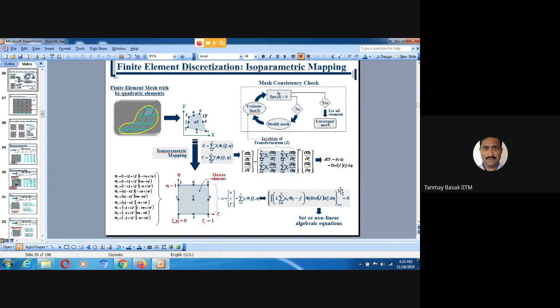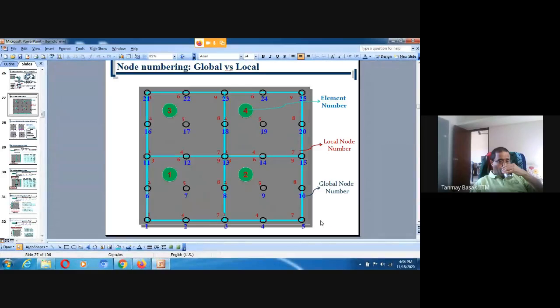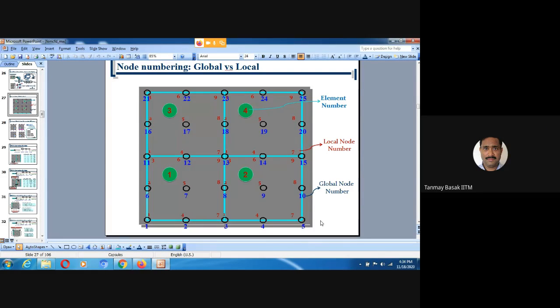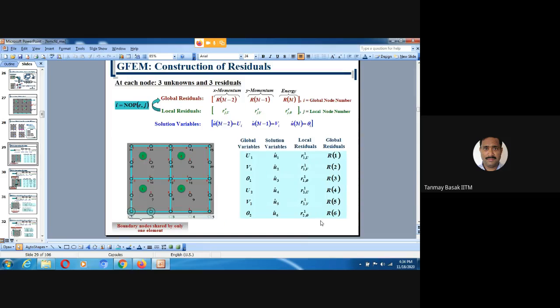The entire residuals that we have set up can be computed in this square domain to obtain a set of nonlinear algebraic equations. So for node numbering, global versus local, we can use the same node numbering that we have discussed. The node numbers will not change, only the number of variables will change. I think we still remember this; I wanted to have a recap.